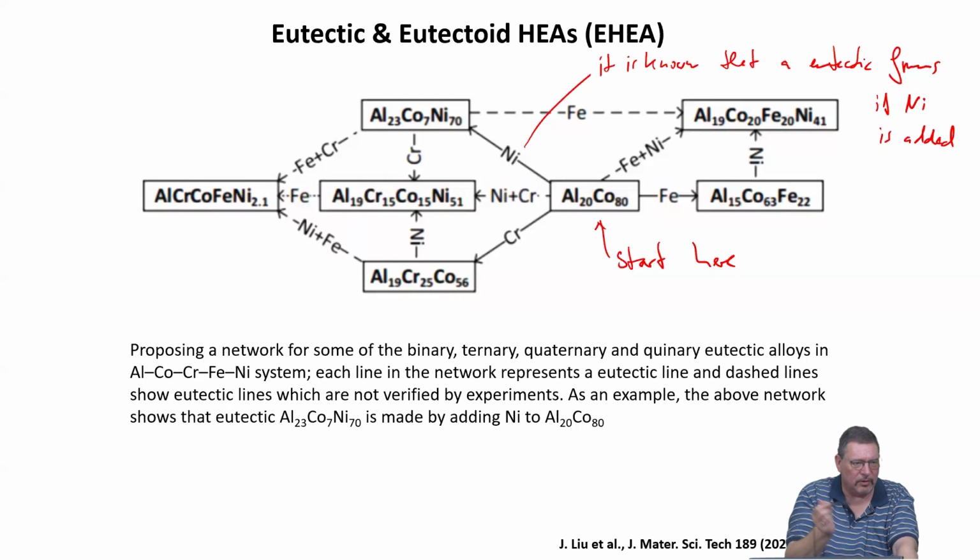Then you go to the quaternary, then you go to the quinternary. So it means it's like a network in that sense, that you go from eutectic to eutectic to eutectic, and you always increase the dimensionality of your alloy system. And this is, again, how people empirically look for and try to find compositions which are eutectic high entropy systems.